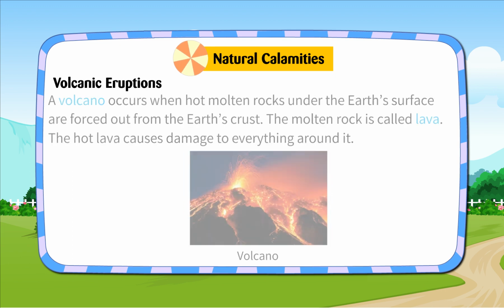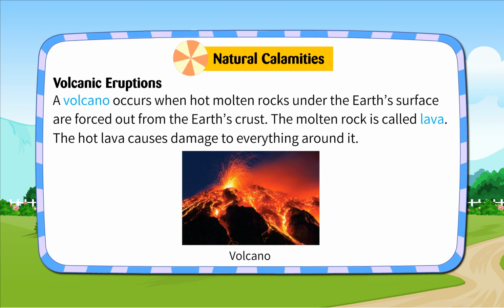Volcanic eruptions. A volcano occurs when hot molten rocks under the Earth's surface are forced out from the Earth's crust. The molten rock is called lava. The hot lava causes damage to everything around it.